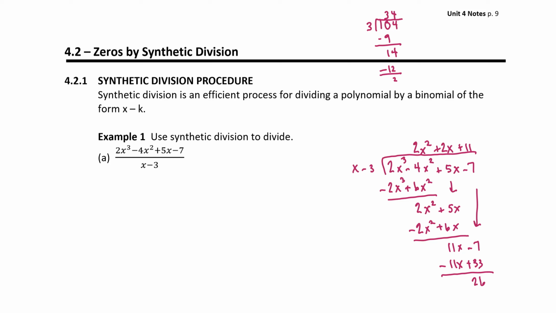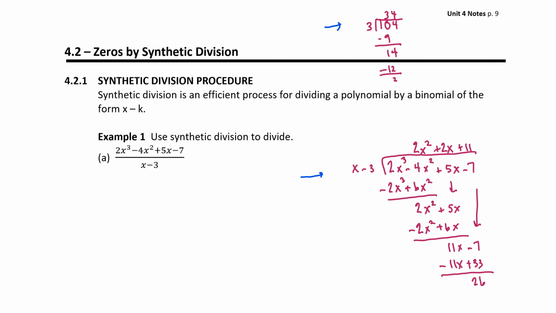Before we actually get there, we're going to have a background section, 4.2, zeros by synthetic division, to prepare for those polynomials that we cannot factor directly. Synthetic division is basically a shortcut for long division. Now, if you are familiar with the long division of real numbers, the long division process for polynomials is very similar.